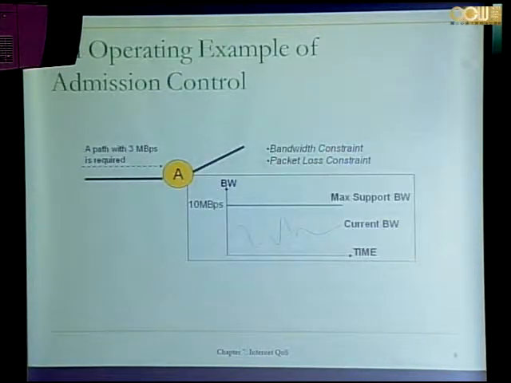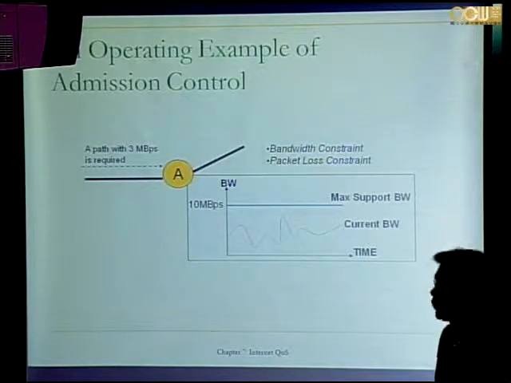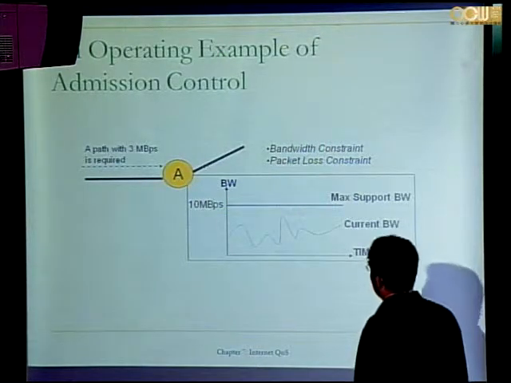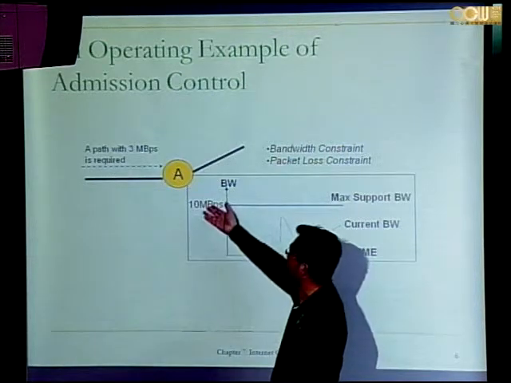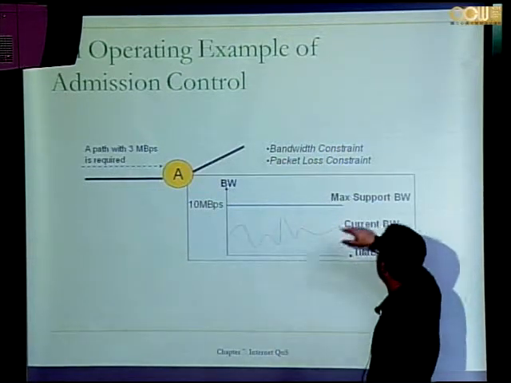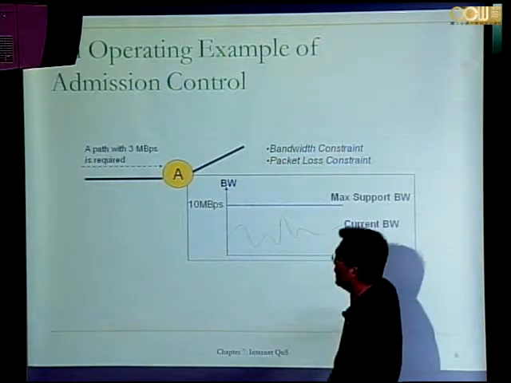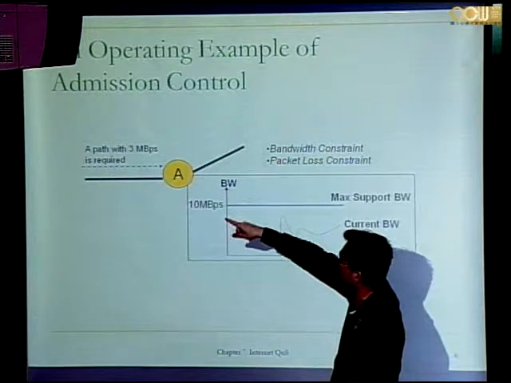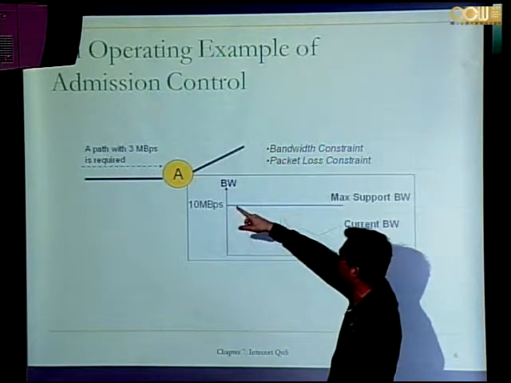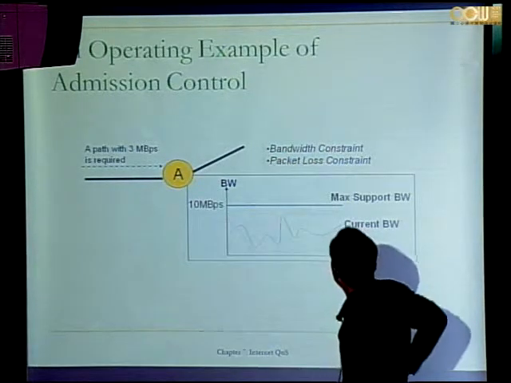Here is an example of admission control. You have a flow coming in with a bandwidth requirement of 3 megabit per second, and the link bandwidth is 10 megabit per second. But we have existing traffic going through this link already, and there's a new flow coming in with 3 megabit per second. Should I admit the flow?